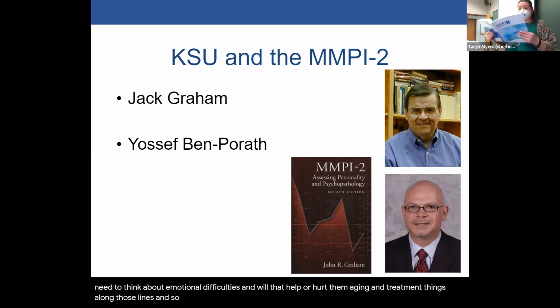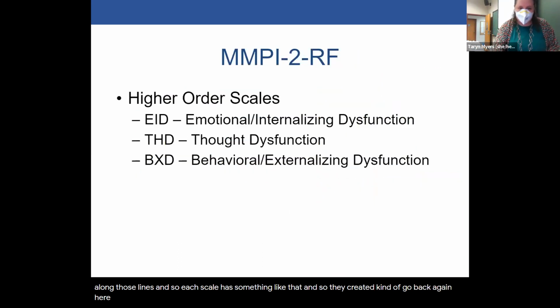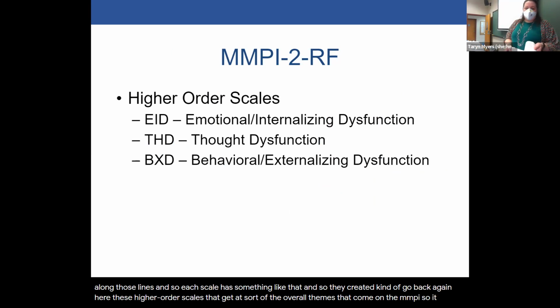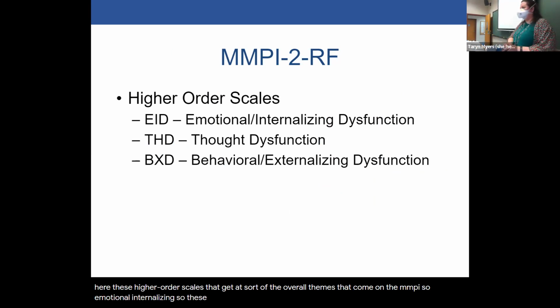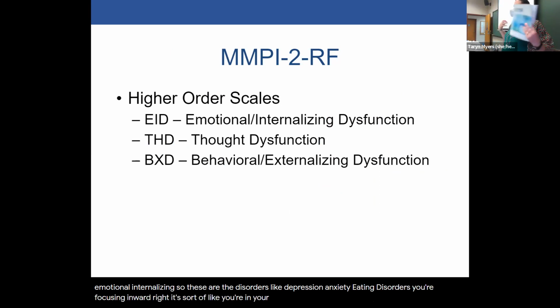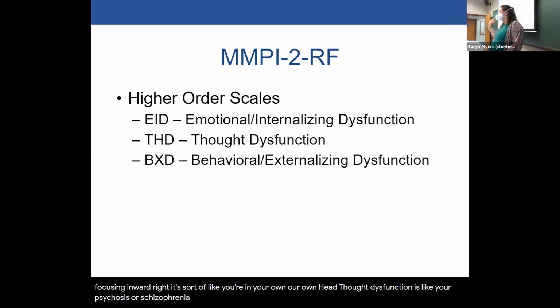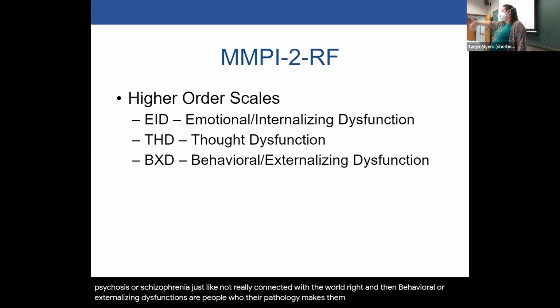And so each scale has something like that. And so they created, I'm going to go back again here, these higher order scales that get at the overall themes that come out of the MMPI. So emotional internalizing. These are the disorders like depression, anxiety, eating disorders. You're focusing inward, right? It's like you're in your own head. Thought dysfunction is like your psychosis, your schizophrenia, just not really connected with the world, right? And then behavioral or externalizing dysfunctions are people whose pathology makes them lash out, right?